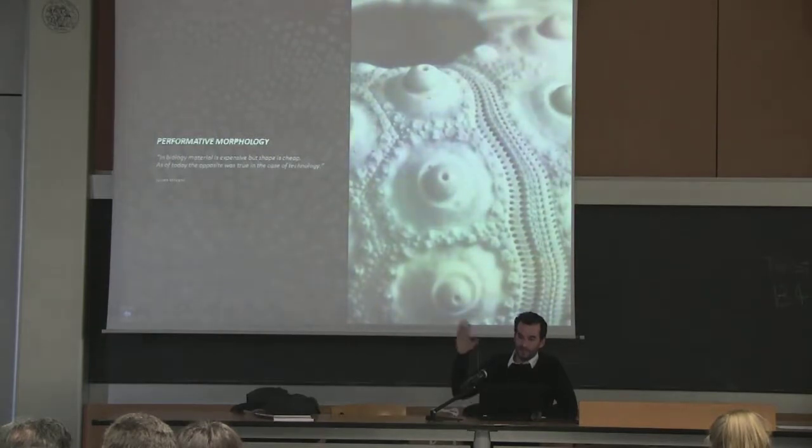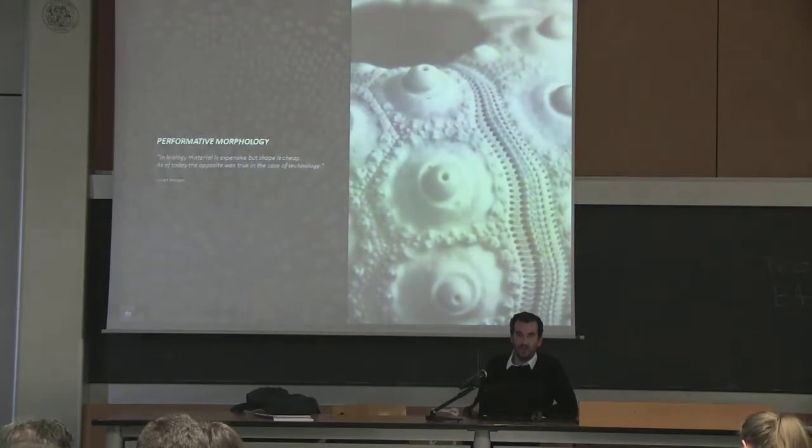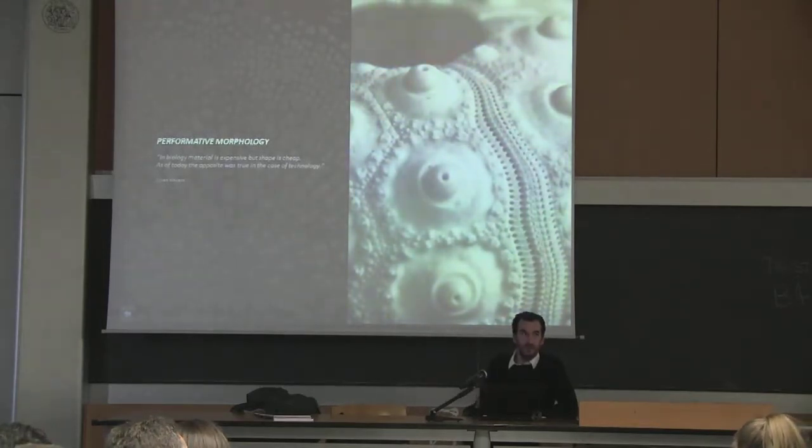Because arguably, and this is what Julian Vincent nicely says in his quote, in biology, material is expensive, which means it's metabolically expensive for the organism to produce. But shape is cheap. And as of today, the opposite was true in the case of technology. And arguably, that has conditioned our architectural design thinking. So once you use this kind of robotic fabrication and you know what you can do with it, shape becomes cheap. And that means that we can probably save a lot of material resources by having, in the end, more shape.